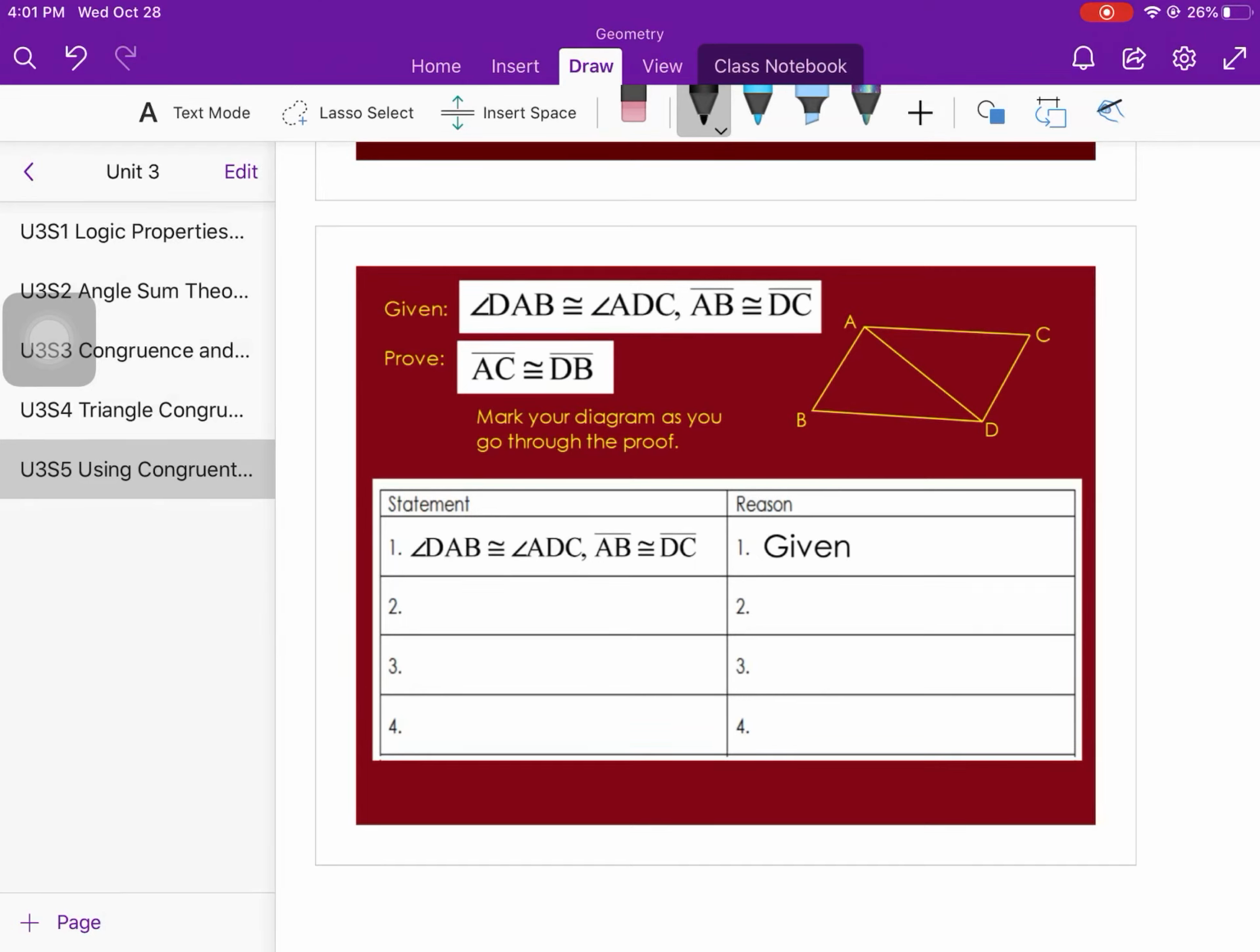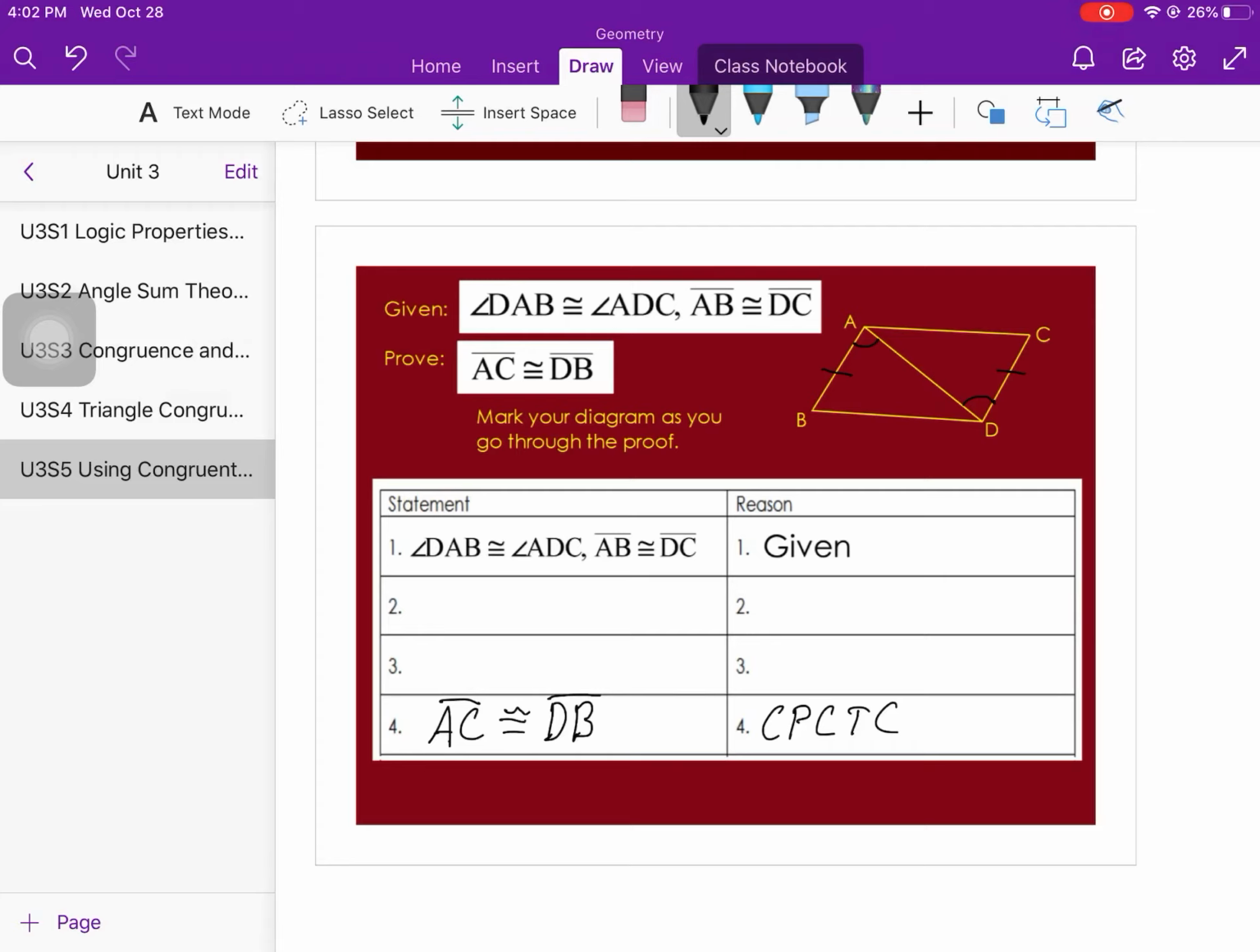All right, so let's do this one here. Given that DAB is congruent to ADC, so I'm going to fill that in. So DAB is this angle here, is congruent with ADC, which is this angle here. And then AB is congruent to DC. All right, so that given information is already put there. Our last step is AC. We want to prove that it's congruent with DB. All right, and as you probably guessed, the last given reason for this is going to be because of CPCTC.